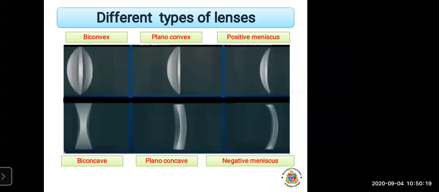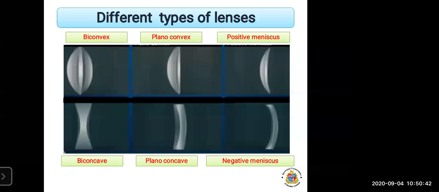These are combined with each other. Next is plano-convex, then positive meniscus, then biconvex concave, then plano-concave, and negative meniscus. Okay, now what does this mean? The lenses also have two types, that is convex lens and concave lens.